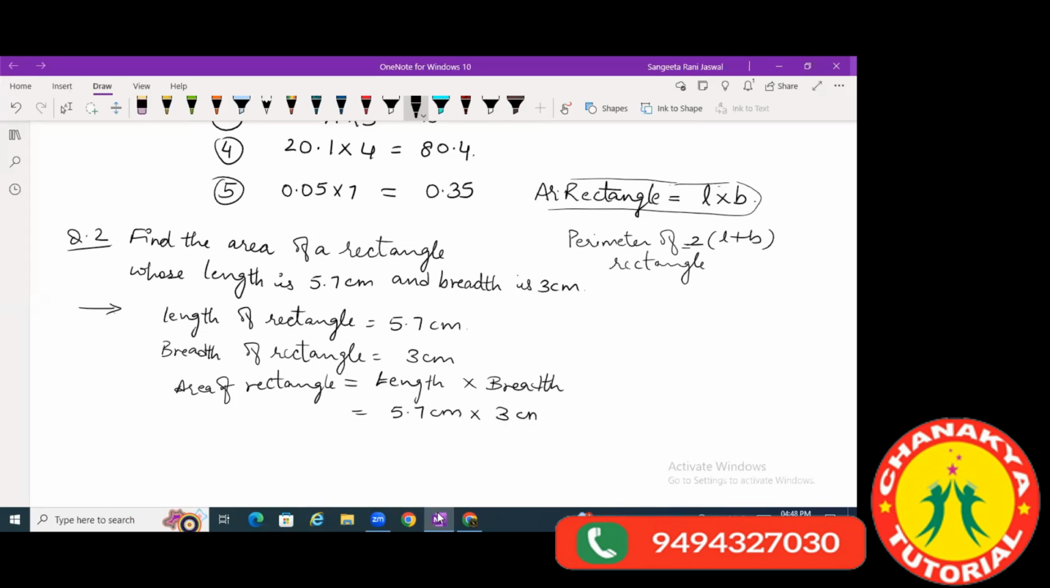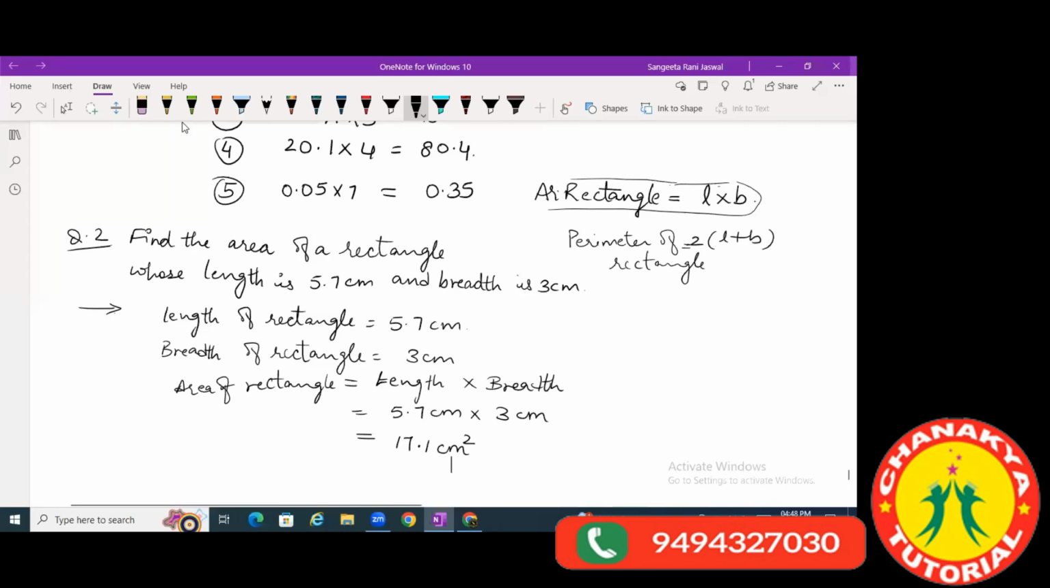Now, how do you get the centimeter square? You multiplied these two numbers, so you have got this 17.1. Now area is always given as centimeter square. Why do we write centimeter square? Because centimeter multiplied by centimeter, the same unit multiplied two times, it becomes square. Okay? When you multiply centimeter into centimeter, it becomes centimeter square. Okay?